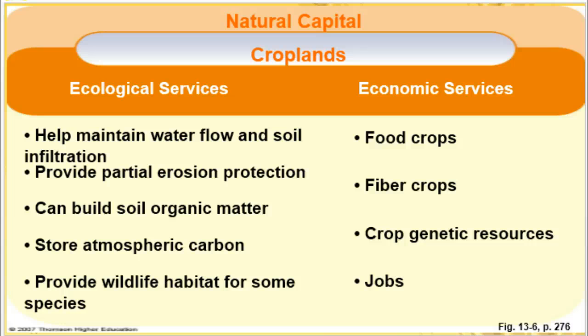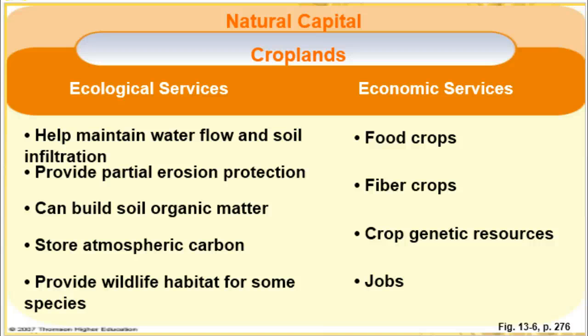It's important to notice, though, that croplands are not always bad. Agriculture also benefits the environment in several ways. So here are some ecological services and also some economic services, which might be the more obvious ones. It provides us with food and jobs. It also helps to maintain water flow, allows the soil to infiltrate that water and soak it in and replenish the groundwater. It provides protection from erosion with those roots holding everything in. It helps to build the organic matter in the soil as those crops decay.